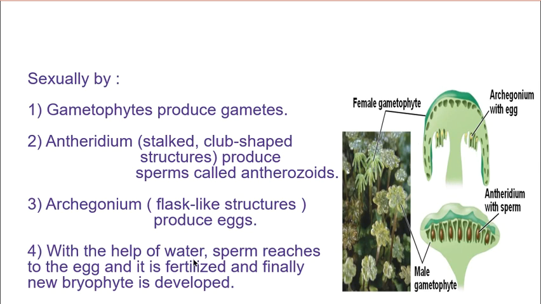Now, one thing more, bryophytes are dependent upon water for fertilization or reproduction. So with the help of water, sperms in the antheridium reach the eggs present in the archegonium. Means with the help of water, these sperms will travel to archegonium. There it will fertilize the archegonial egg and a new bryophyte will be developed as a result. So it's very simple. You have seen the diagrams and you have seen how it happens.